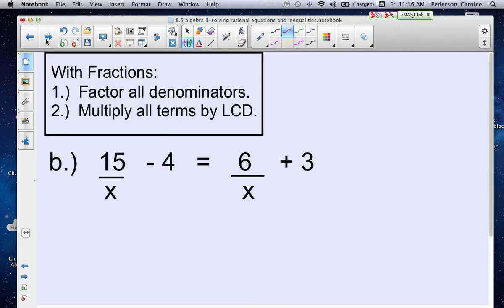All right, let's go on to the more difficult types of questions that you might see in your homework. These are when you have multiple terms or fractions on one side or both sides. So remember, we want to first factor all the denominators and then multiply all the terms by the LCD. So I would recommend that you write this down, and then we'll do this problem together.